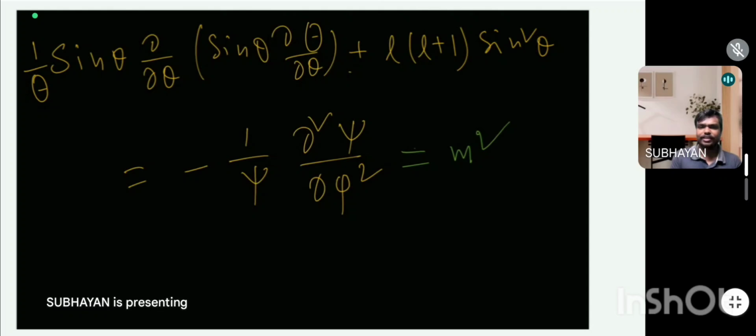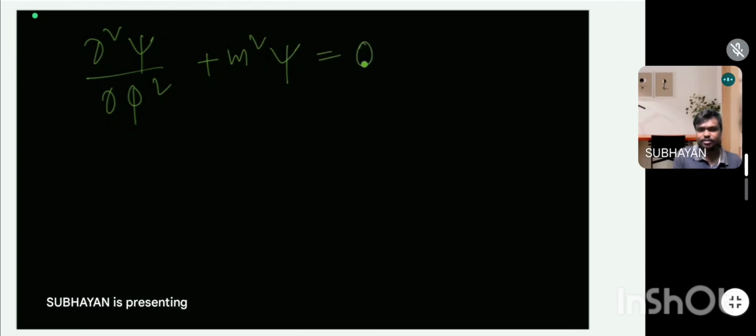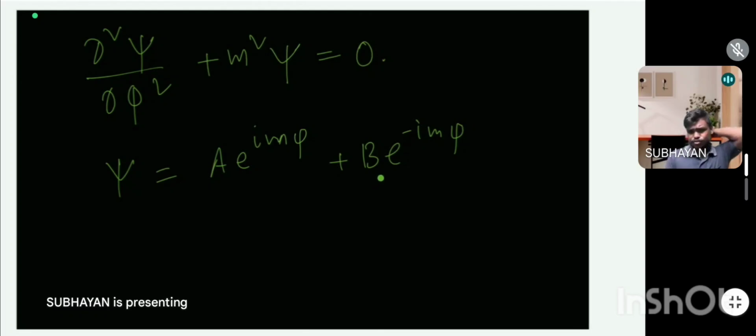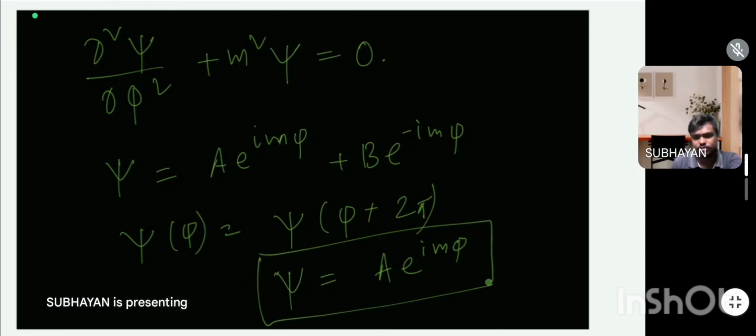So at first I am focusing on the phi equation. The phi equation, which is del square psi by del phi square plus m square psi equals 0, will yield the solution a e to the power i m phi plus b e to the power minus i m phi. And here if you put the symmetry, which is psi of phi equals psi of phi plus 2 pi, from here you can write only one of these, and I am choosing a e to the power i m phi. Okay, so we have the solution for the angular phi equation.